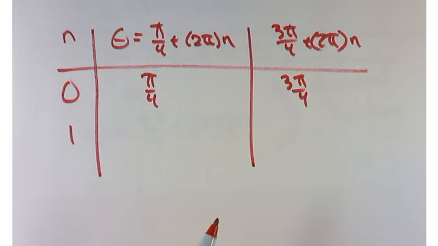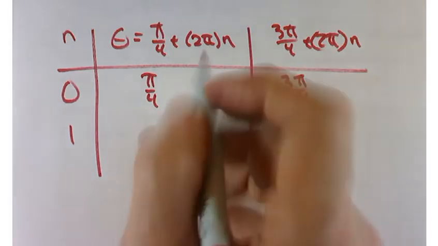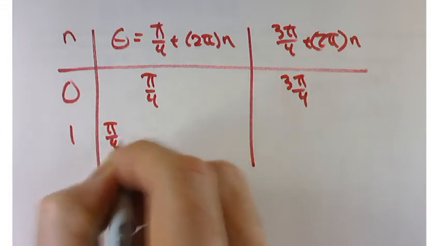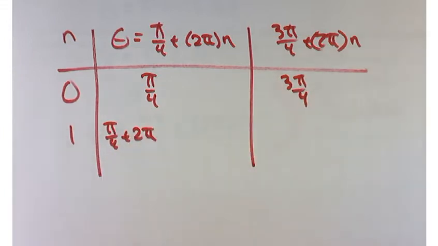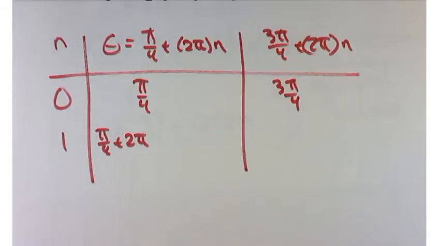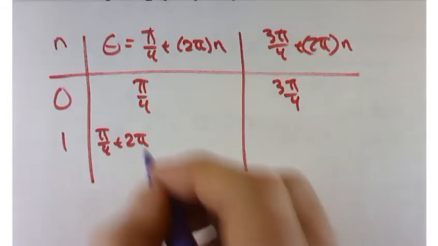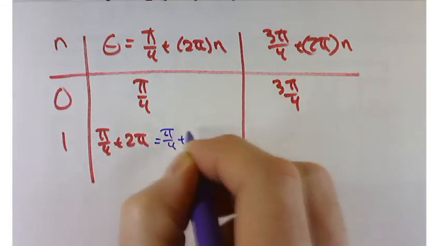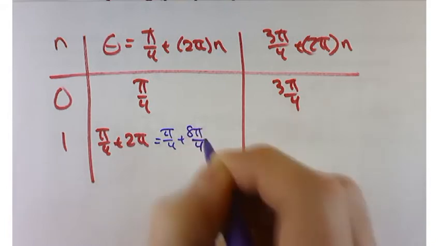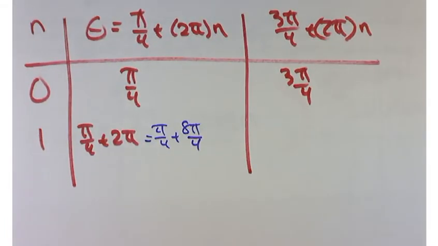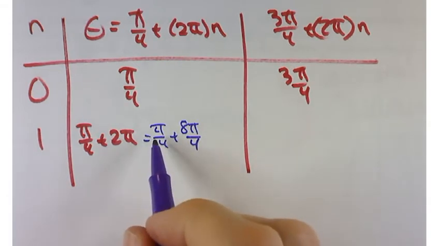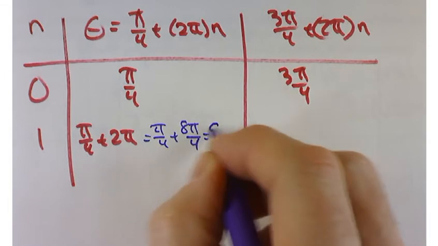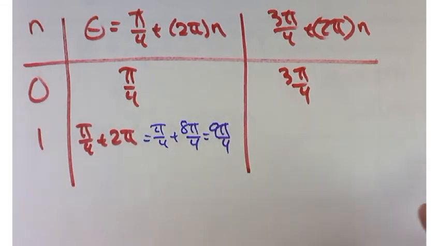What about if n equals 1? If n equals 1, I get pi over 4 plus 2 pi. And I'm thinking that that's not what the book is looking for as a final answer. So let me rewrite 2 pi. I'm going to write it as 8 pi over 4. Can anyone see why I wrote it as 8 pi over 4? Yeah, I got a common denominator. These two are equivalent. So pi over 4 plus 8 pi over 4 gives me 9 pi over 4.